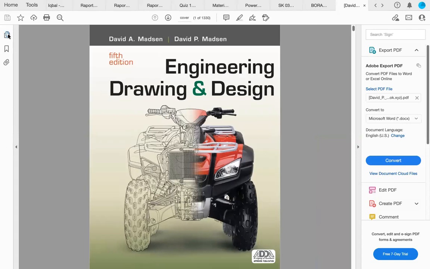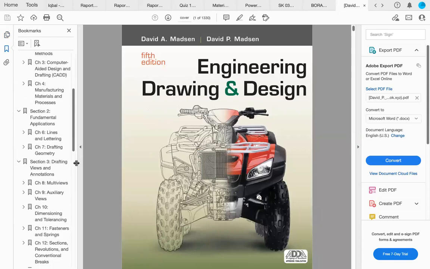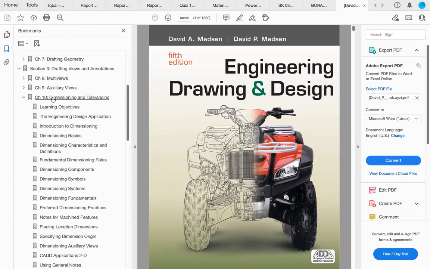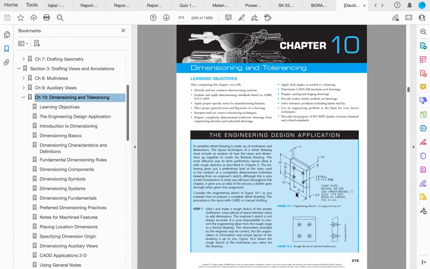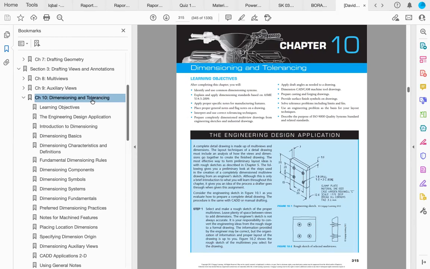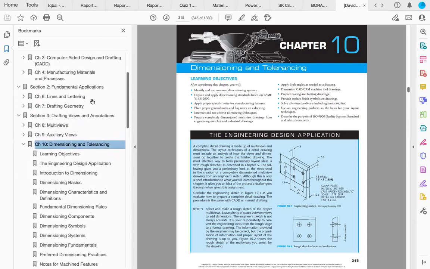Okay, so I'm using this book, Madsen and Madsen, fifth edition. You can see here, maybe I can make it bigger like this. This is dimensioning and tolerancing in chapter 10. I need to check with the coordinator, but maybe next week we're going to have assignments about how to draw freehand. So if you look at the book Madsen and Madsen, I can write the references.